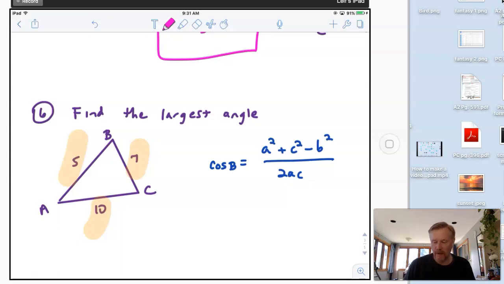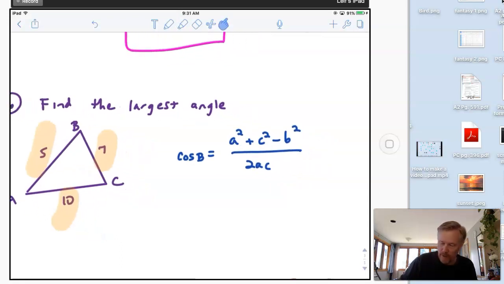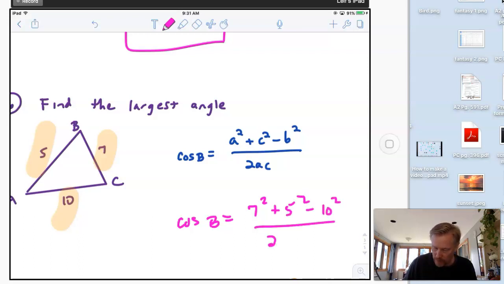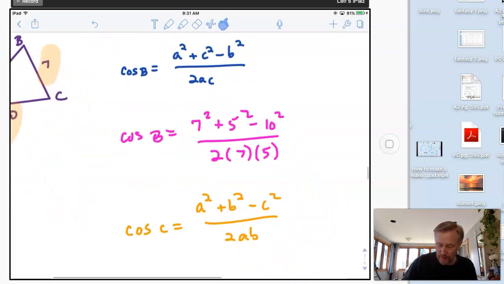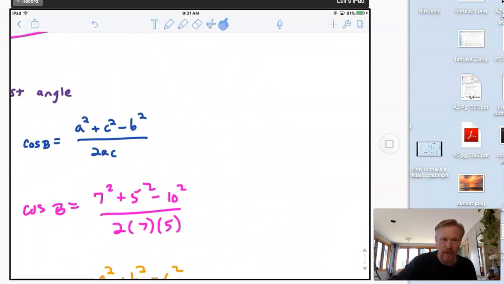So I plug these values in now, and I'll get that the cosine of B is A squared, which is 7 squared, plus C squared, which is 5 squared, minus B squared, B is 10 squared, all over 2 times A, which is 7, and C, which is 5. All right. So plug those values in, and I can find out what the cosine of B is.